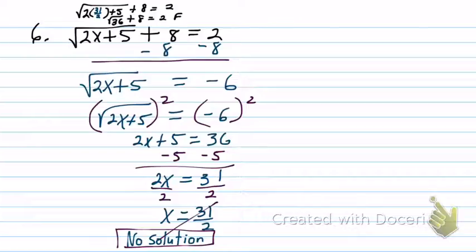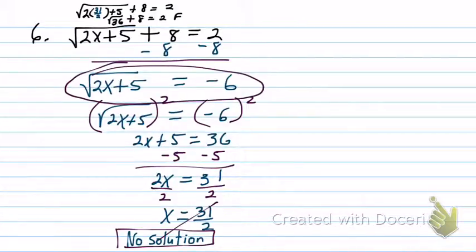So we could have stopped right here and said, hey, there's no solution because the square root of a number can't be negative 6. We don't have any situation where we ever take the square root of a number and we get a negative number. Alright, let's move on.